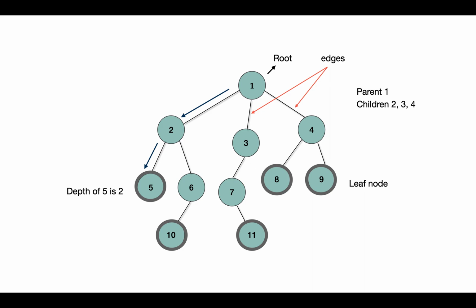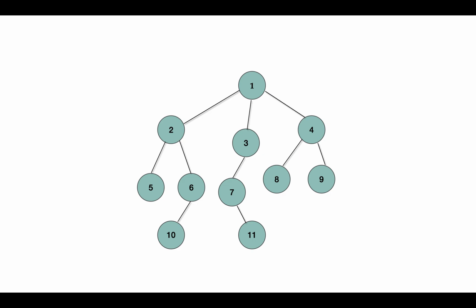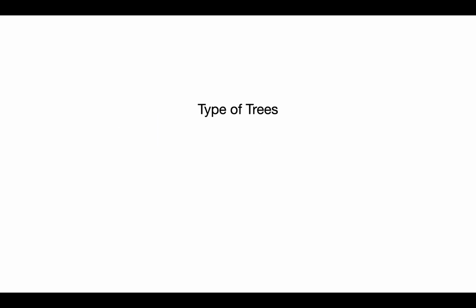Next term is height of a tree. The height of a tree is the number of levels leading to the leaf node. Like here, the height of this tree is 4. And the height of node 2 is 2. So that's all about the basic structure of a tree. Now, based on different structures and arrangement of nodes, trees are classified into various categories.